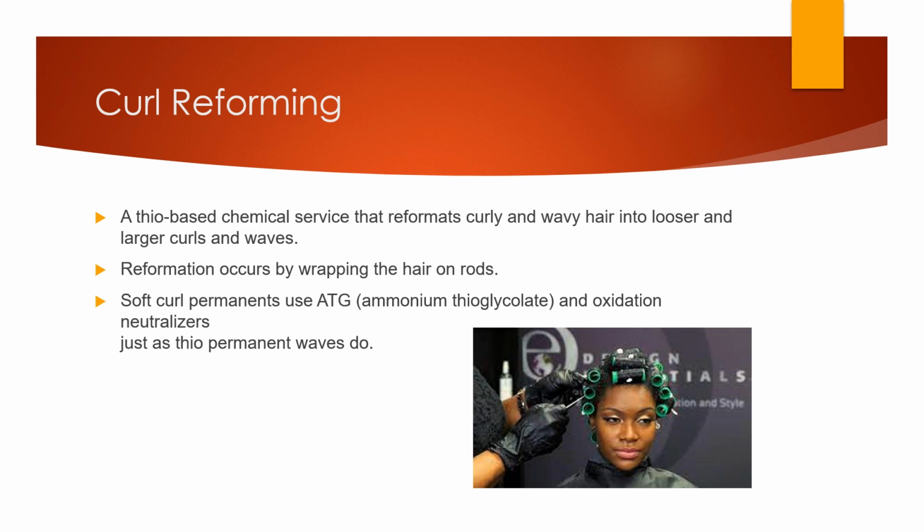A soft curl permanent is akin to permanent waving. Often, this type of chemical service is referred to as a curl or curly perm. Soft curl permanents use ATG, ammonium thioglycolate, and oxidization neutralizers just as thio permanent waves do.